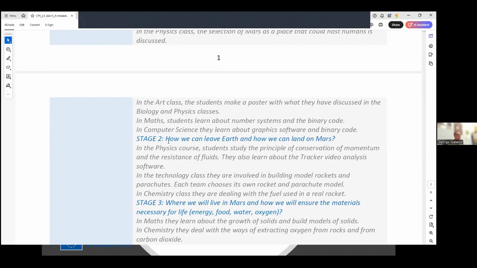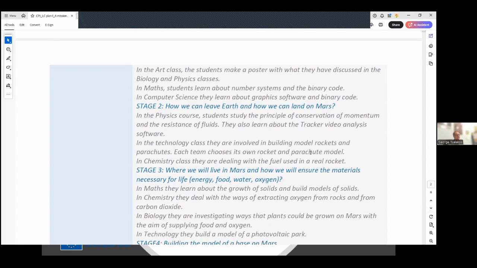In stage 2, the question is how we can leave Earth and how we can land on Mars. This is helpful for physics to study the motion of a rocket or a parachute. We have video analysis software to track these motions and make observations about the graphs, the kind of motion we have. And in the technology class, they can build their own model rockets and parachutes, try them, and find the best one.